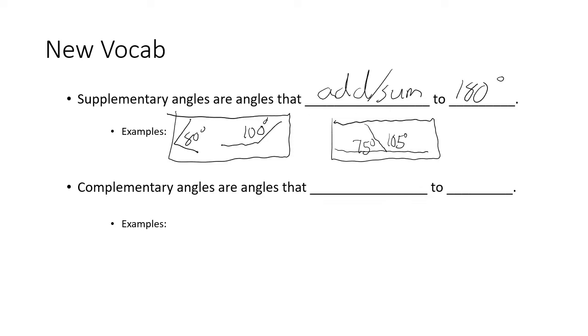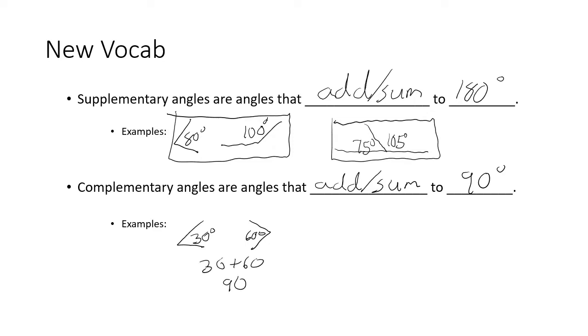Complementary angles, on the other hand, are angles that add or sum to 90 degrees. So some examples of that would be something like if I have a 30-degree angle and a corresponding 60-degree angle. 30 plus 60 is 90. So those are complementary angles. And again, notice they're separate, but you can connect them.